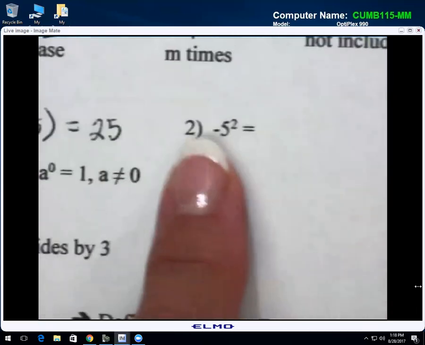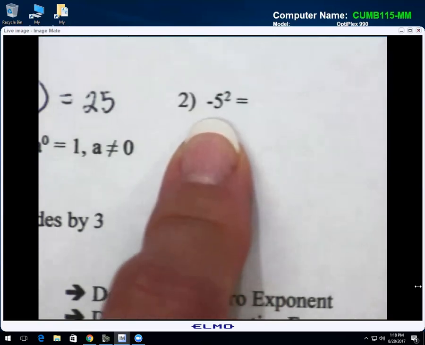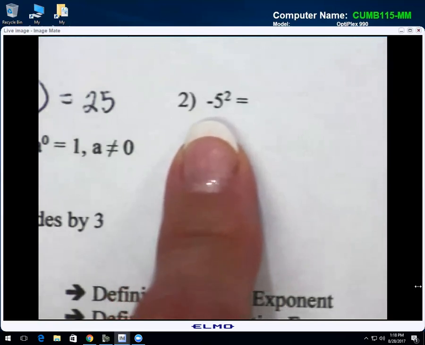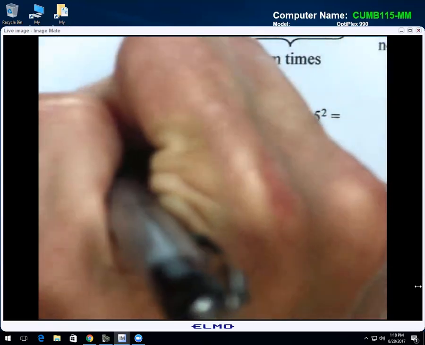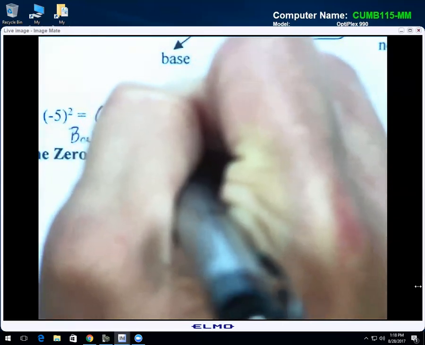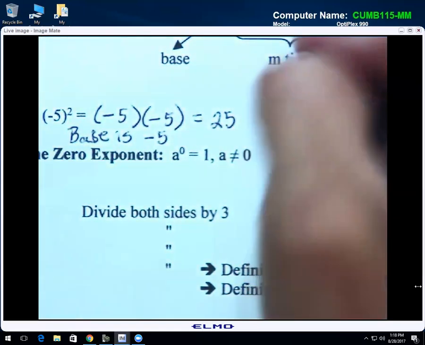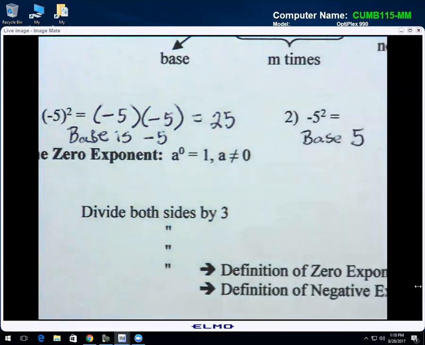9 out of 10 dentists surveyed would miss this one because of not paying attention to the base. Without parentheses, what does that exponent 2 apply to? Just the 5. Here, zoom out just a little bit. In example 1, the base was negative 5 because the negative was in parentheses, but in example 2, the base is just 5.